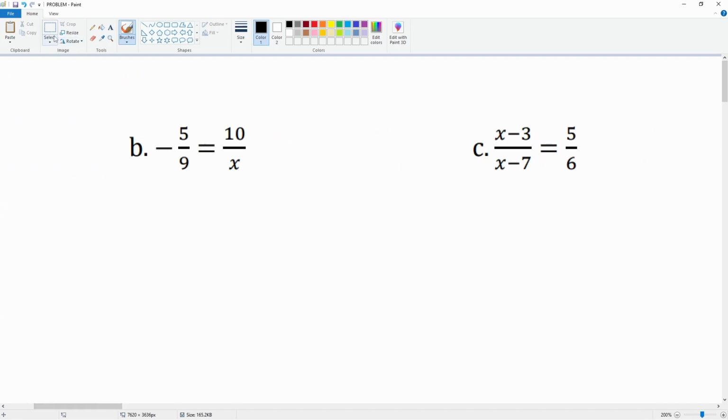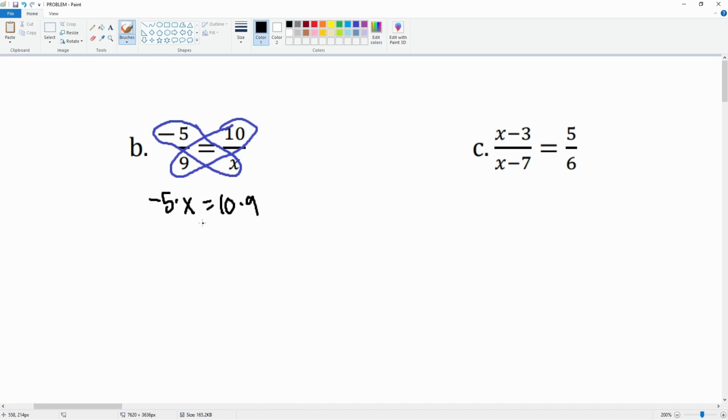Next, B. This negative can go anywhere you want. I'm going to transfer it to just the top value here. Now we can just cross multiply like before. Negative 5 times x is equal to 10 times 9.